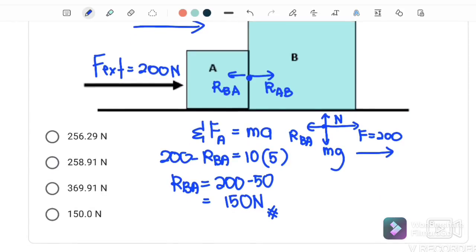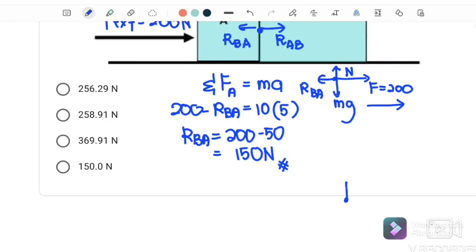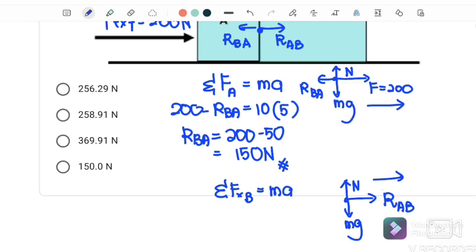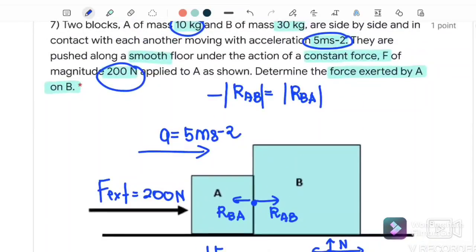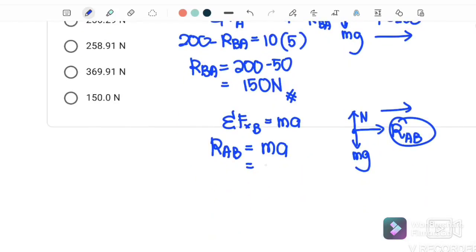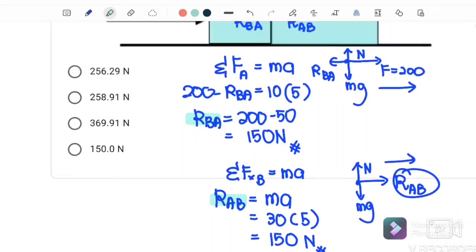If let's say you want to use B to find it, we also can. For B, we have the normal force, we have mg, and at the same time it experiences the reaction force A acting on B. So Fx for object B is equal to MA, where for the x component, for object B only, there is the reaction force A acting on B. So we can write RAB is equal to MA, where M for object B just now is 30 kg. We substitute 30 kg times the acceleration 5. Therefore, we will get 150 Newton. So the answer is similar for RBA or RAB. Okay, so the answer here is D.